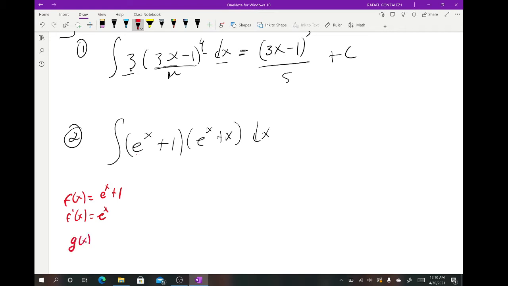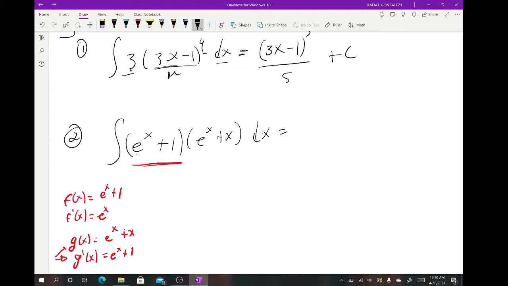If I let the other expression be g, then I have e to the x plus x. The derivative of this is e to the x plus 1. And guess what? That appears up here. So I know that g is going to be my u. This is one way of quickly noticing the pattern if you are not too familiar with this.